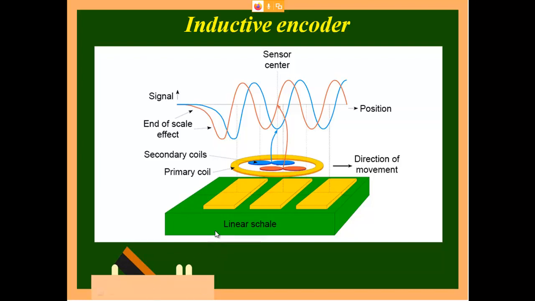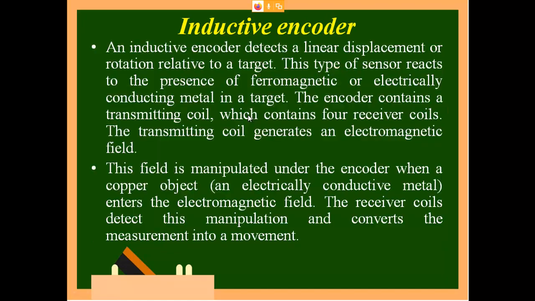So this green structure, you assume it to be in circular fashion, and in that circular fashion copper bars are fixed. Okay, there we saw magnets, here we are seeing copper. So whenever this copper comes into the picture, due to this magnetic field, some current will be induced here, and due to this there will be a change, and this change is being recorded. So that is your inductive type of encoder.